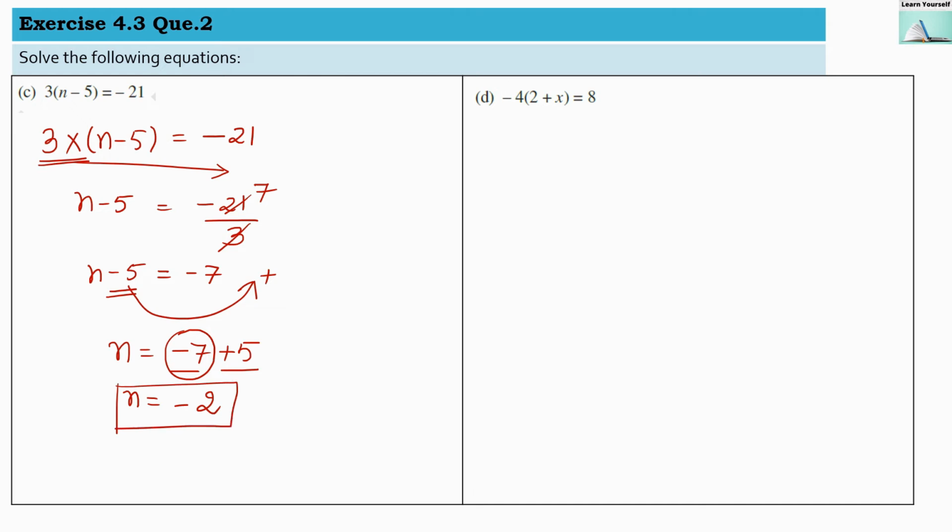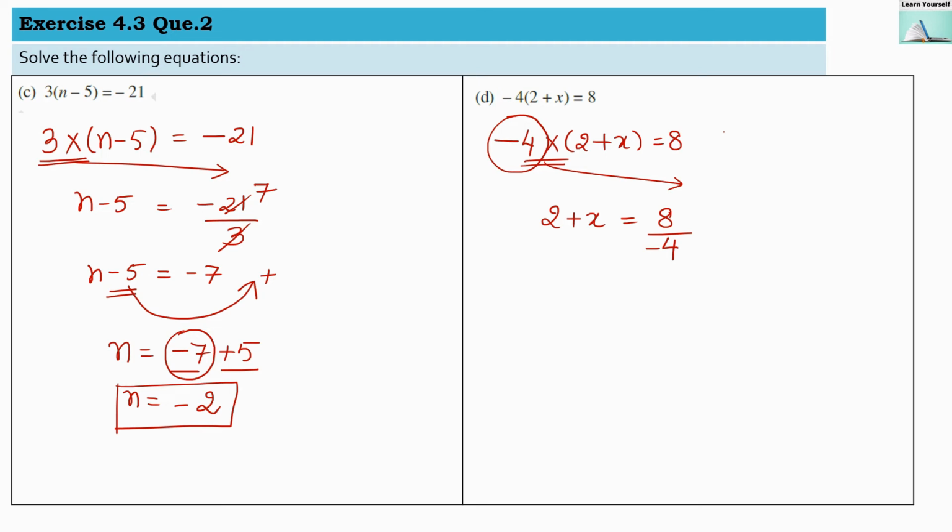So n equals to minus 2 will be our answer. Equation D is minus 4 is in multiplication with 2 plus x equals to 8. Now 4 is in multiplication. Once it will change the side, it will go to denominator. But here we are not going to change the sign because it is going from multiplication to division. So this minus 4 will remain intact minus 4, and it will go to denominator along with its negative sign.